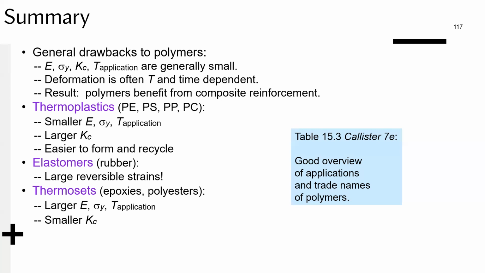Now, apart from these general properties, each of these classes of polymers, again, you see here, thermoplastics and thermosets, and elastomers that can be thermosets if they're vulcanized, each of them have their own specific sorts of trends. So when it comes to stiffness, strength, and temperature, basically operational temperatures, you typically see that thermoplastics have smaller strength and stiffness, and thermosets usually have larger strength and stiffness.